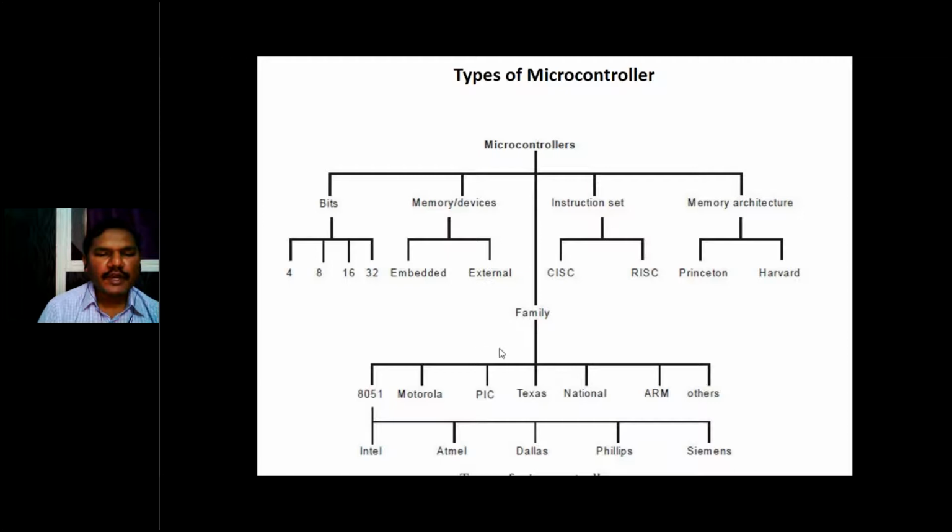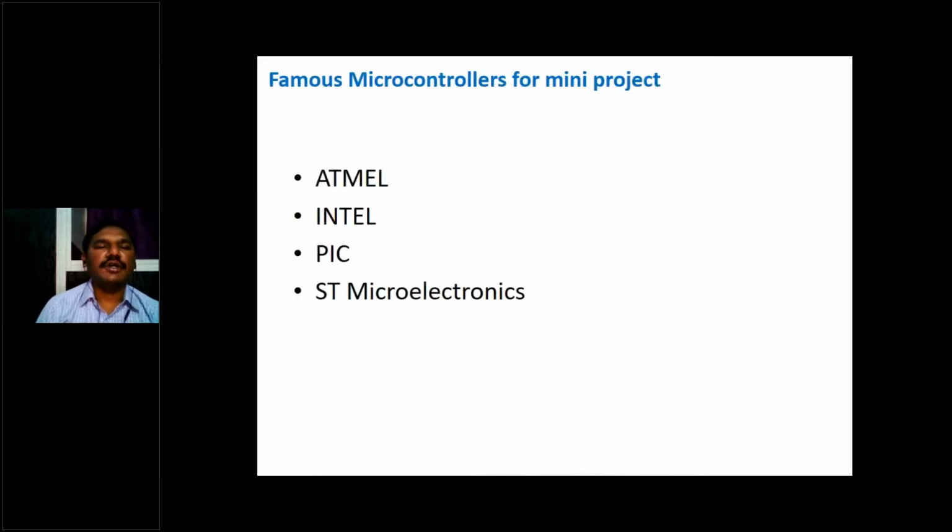The family of microcontrollers includes the 8051, manufactured by Intel, and also Atmel, Dallas, Philips, and Siemens. All these companies take the architecture of 8051 to design their different microcontrollers. Whereas some companies, Motorola, PIC controller, Texas, National, and ARM controllers, have their own microcontroller structures and families. So these are the types of microcontrollers and some very famous manufacturing companies.